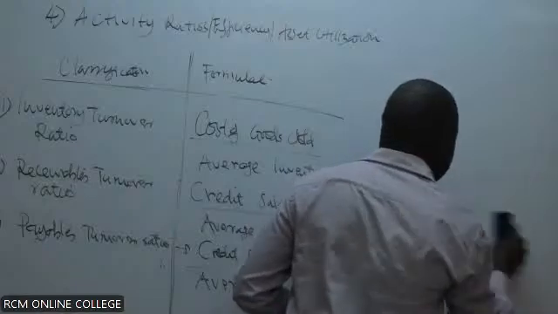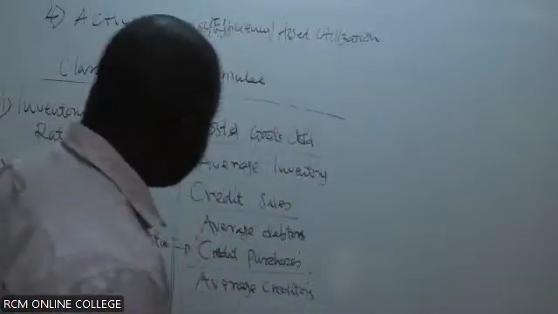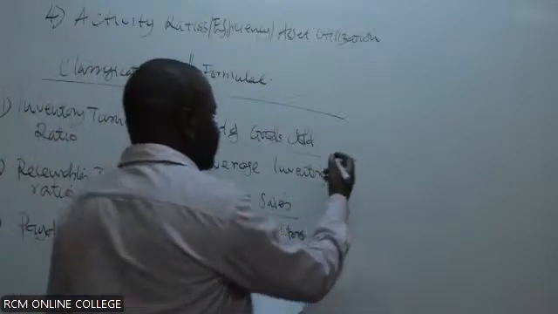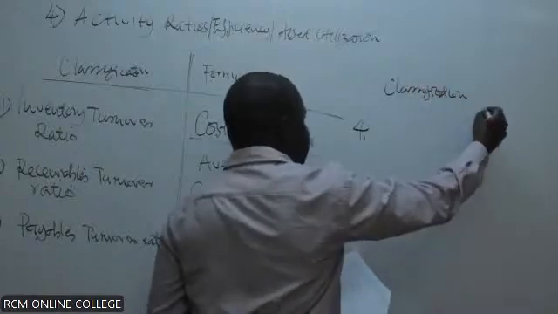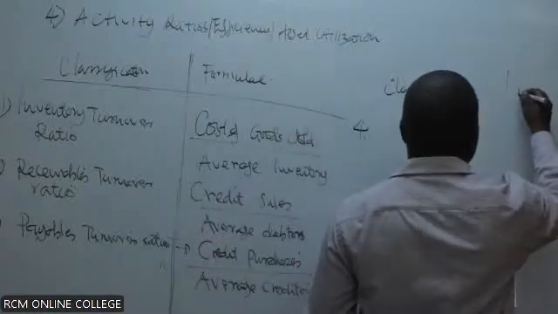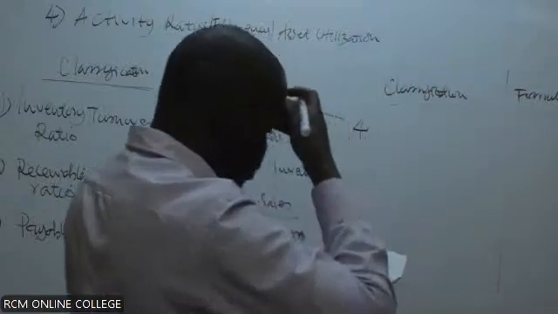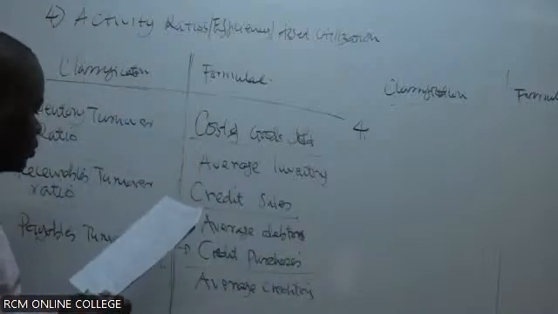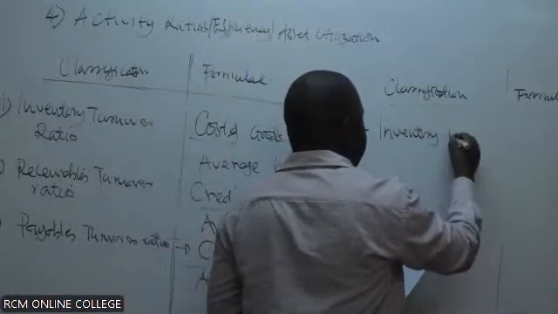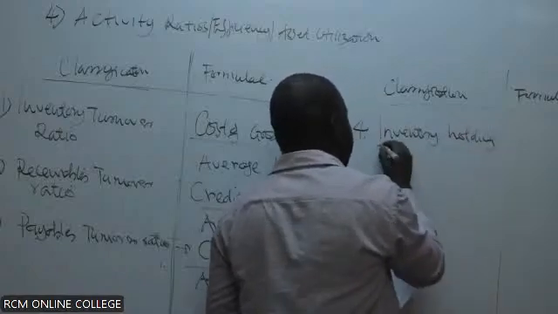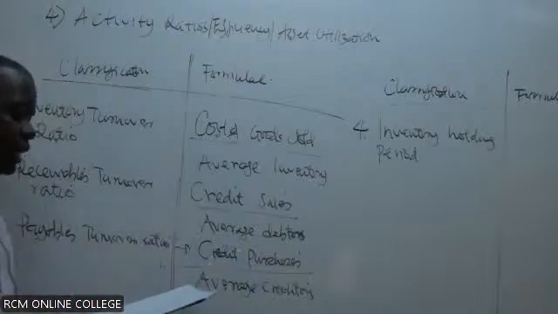Number 4, now we can get what we call number of days from this particular ratio, sorry. So number 4, you can just continue with the table. We have the classification. And of course, now in this case, we have the formula. So now we can get another ratio that is related to this one. We refer to it as what? Inventory holding period. So how long will you hold an inventory item before you sell?